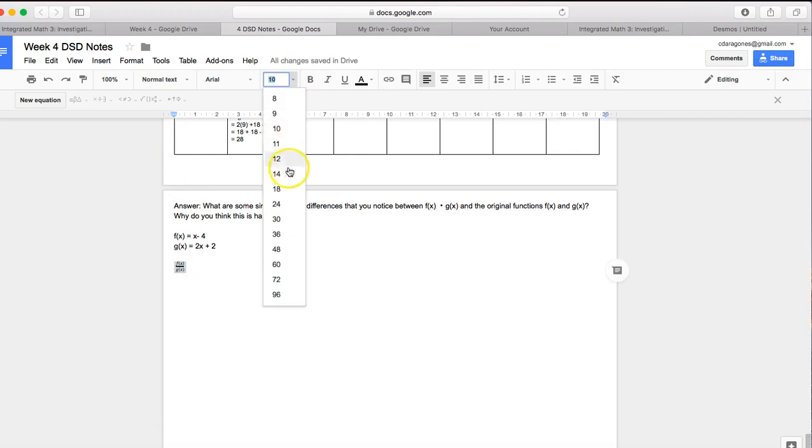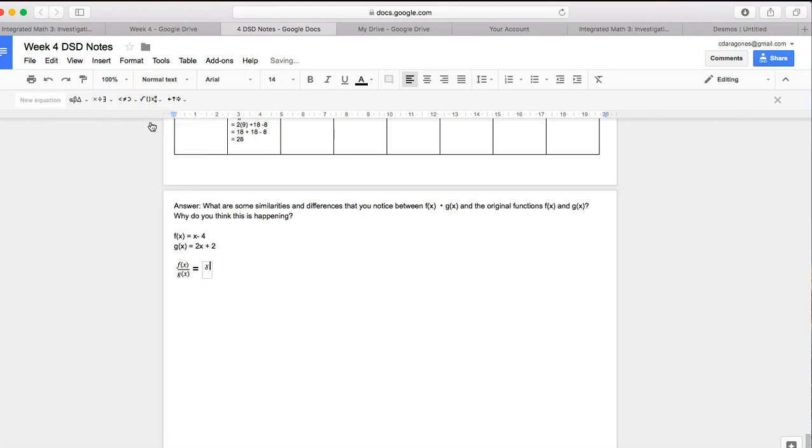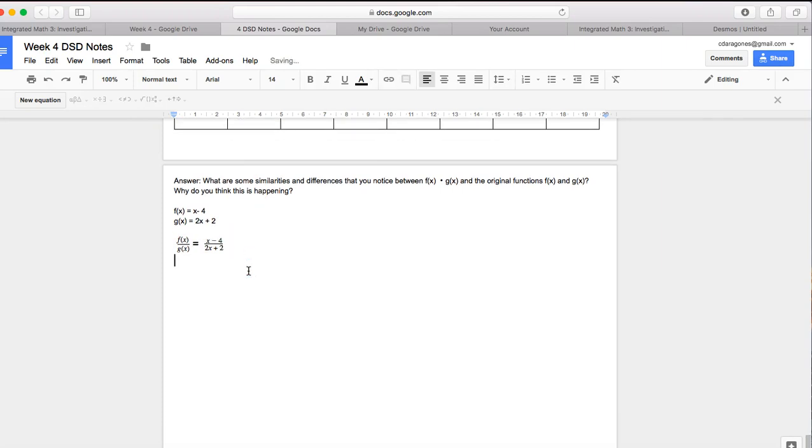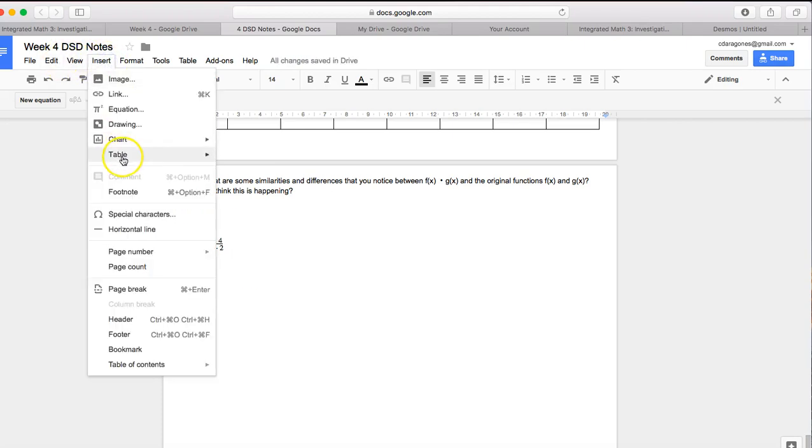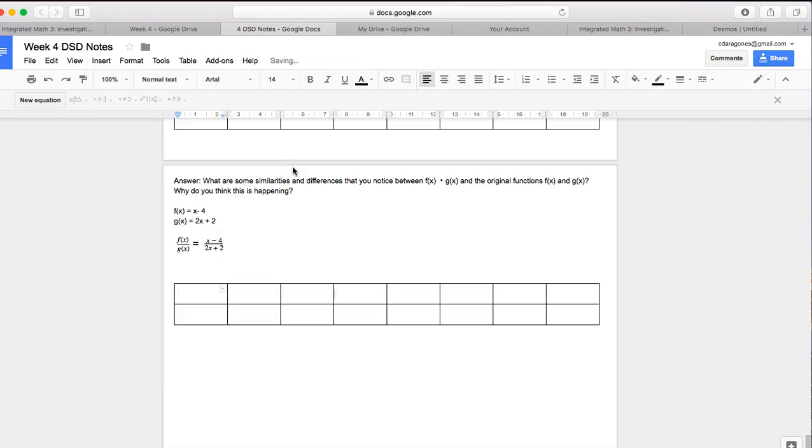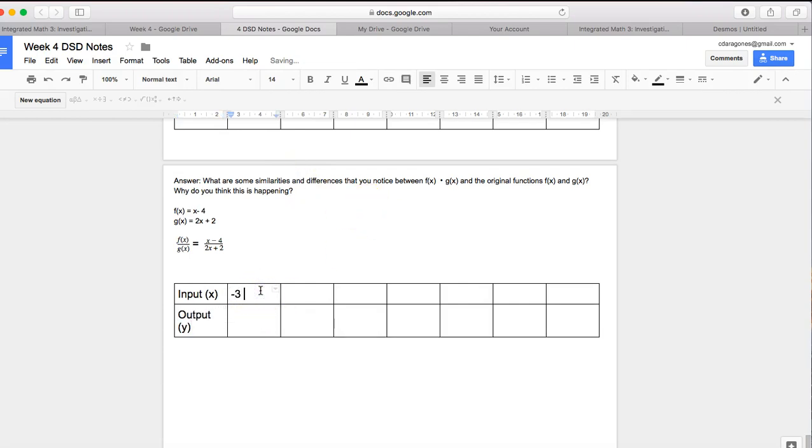Let me make that a little bit bigger. Okay. I'm just going to put my f of x on top, x minus 4, over my g of x, which is 2x plus 2. This is probably as simple as I'm going to make it. And again, I'm going to make a table of values in order to graph this. So I'm going to take my table of values, input, output, and try some negative values just so you can have a variety. Here's your input, which is your x, output, which is your y. So let's do -3, -2, -1, 0, 1, 2, 3. Okay. And I'm going to go ahead and graph this.